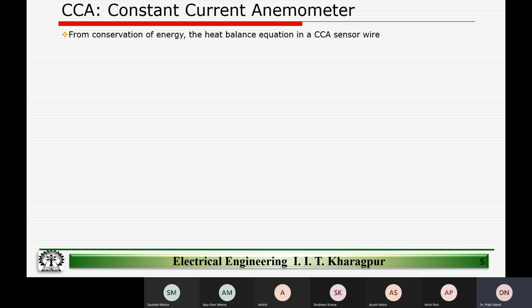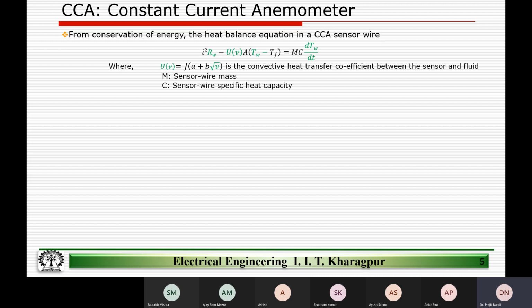Okay, so let's look at the constant current anemometer. With that context in mind, let's approach these two sensors, the constant current and constant temperature anemometers. Again, what we are writing is a dynamic equation. Why am I calling it a dynamic equation?